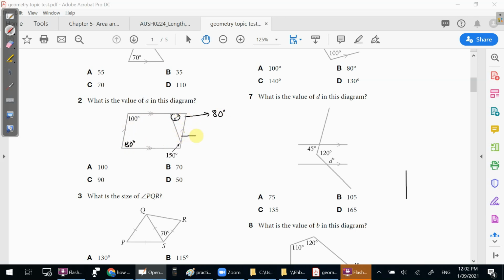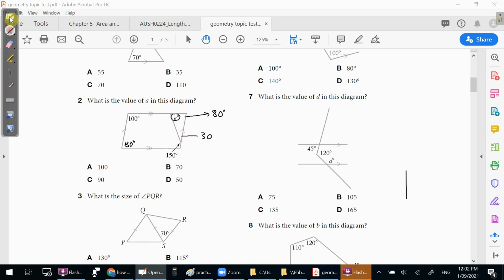And this one in here looks like it's together with the 150 to form a straight line. Supplementary. So there's got to be 30. So now I've got two angles inside the triangle. All we need is to know that the triangle adds up to 180 to get what A is.